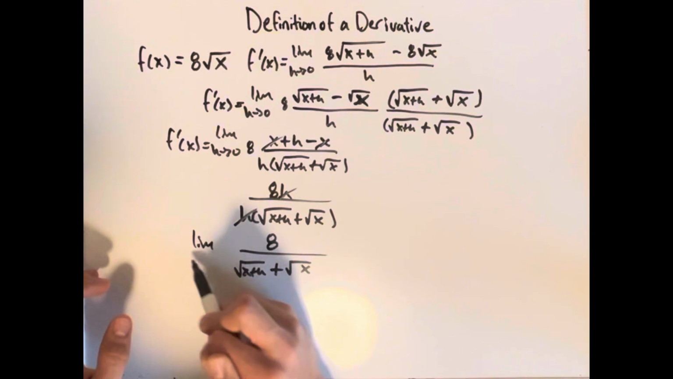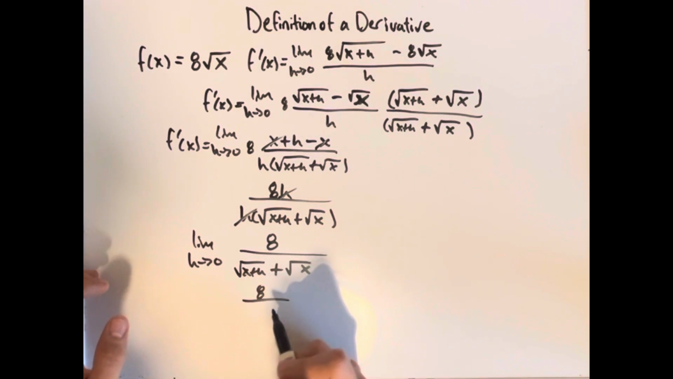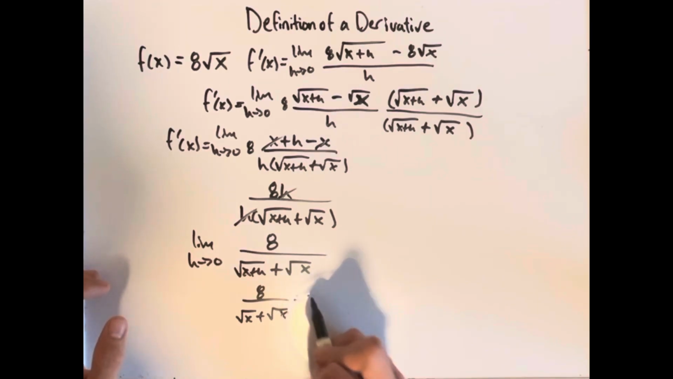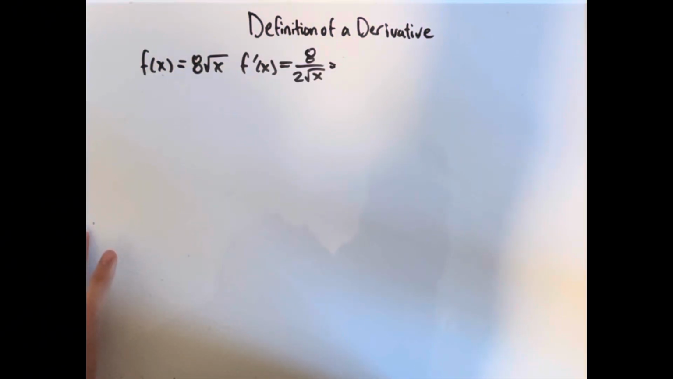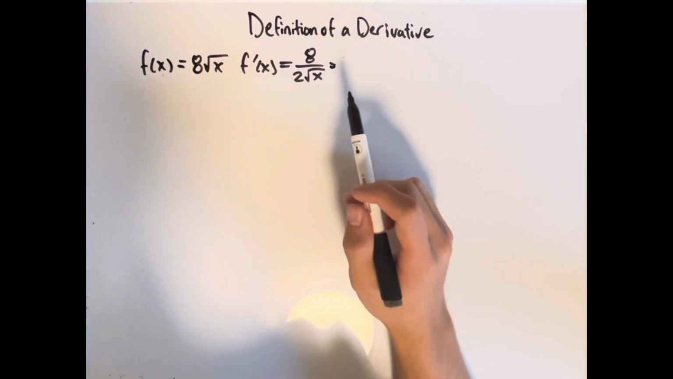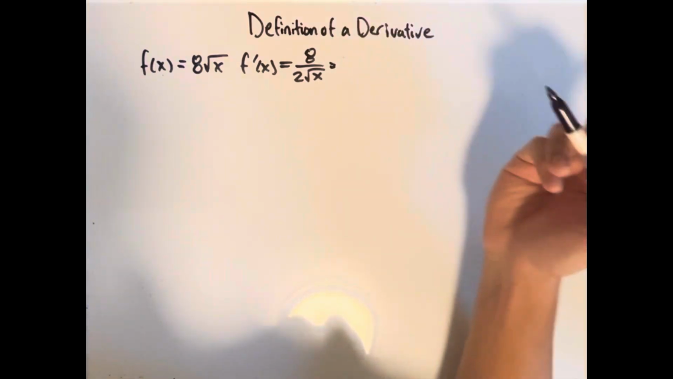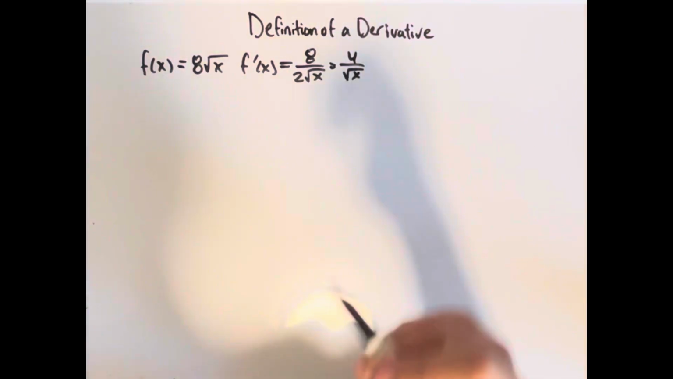And now we can take that limit as h approaches 0. So this gives us 8 over square root x plus square root x, which just equals 8 over 2 square root x. So we have found our derivative, which is 8 over 2 square root x, from our original function, 8 times the square root of x. But this can be simplified to 4 over the square root of x just by dividing by 2.